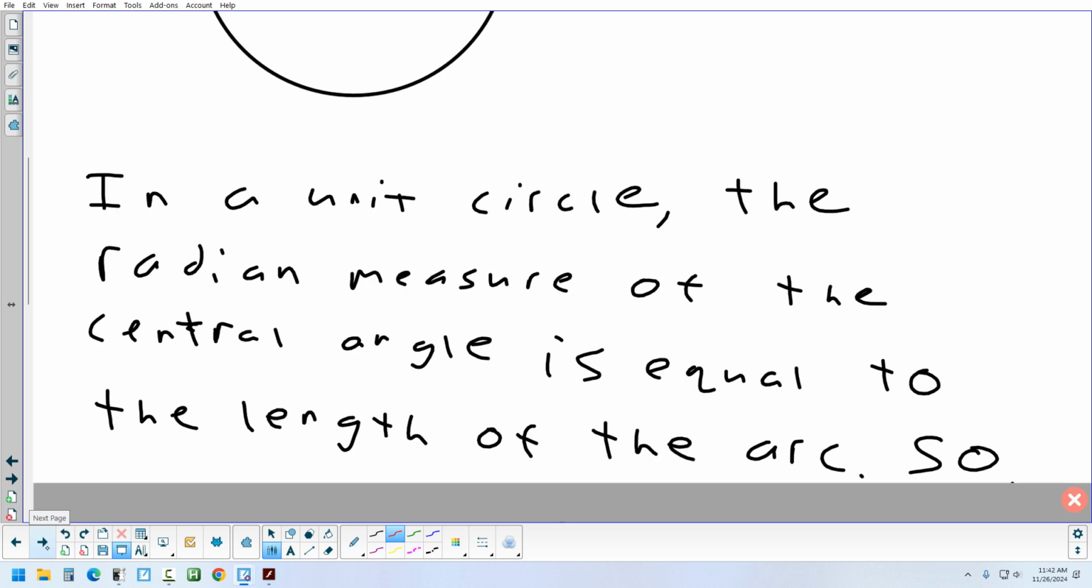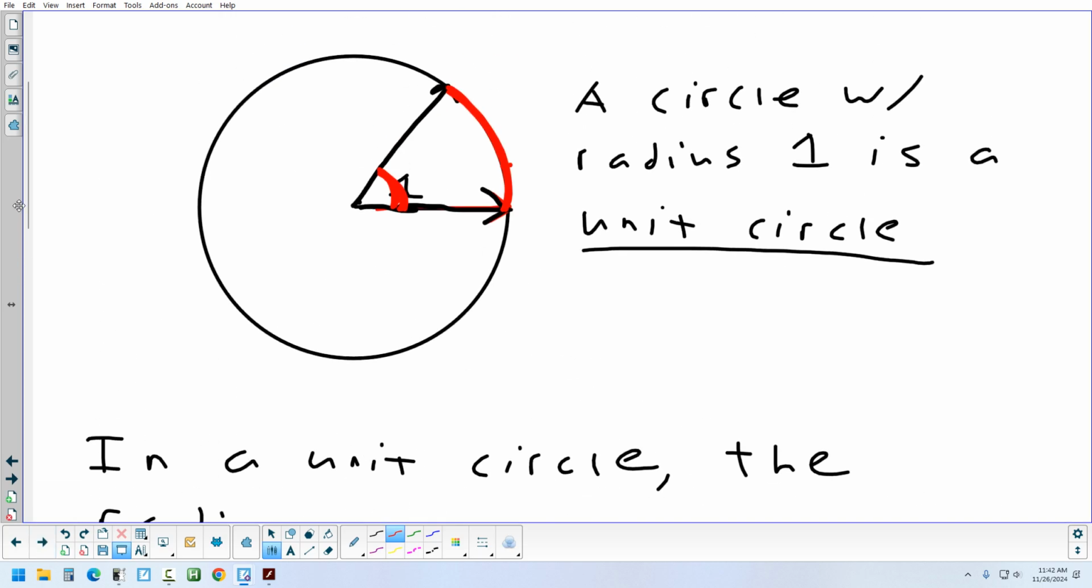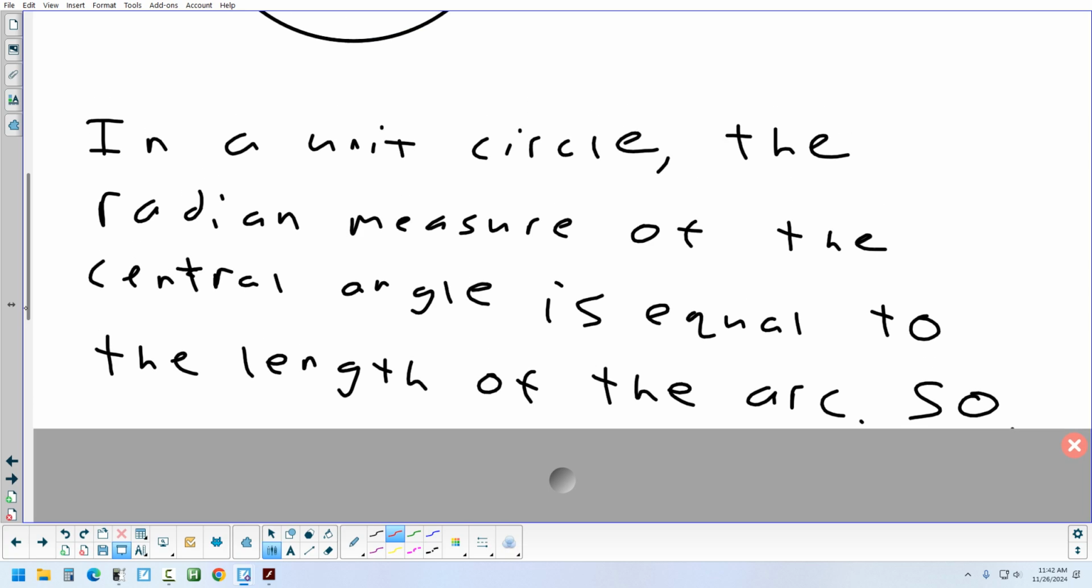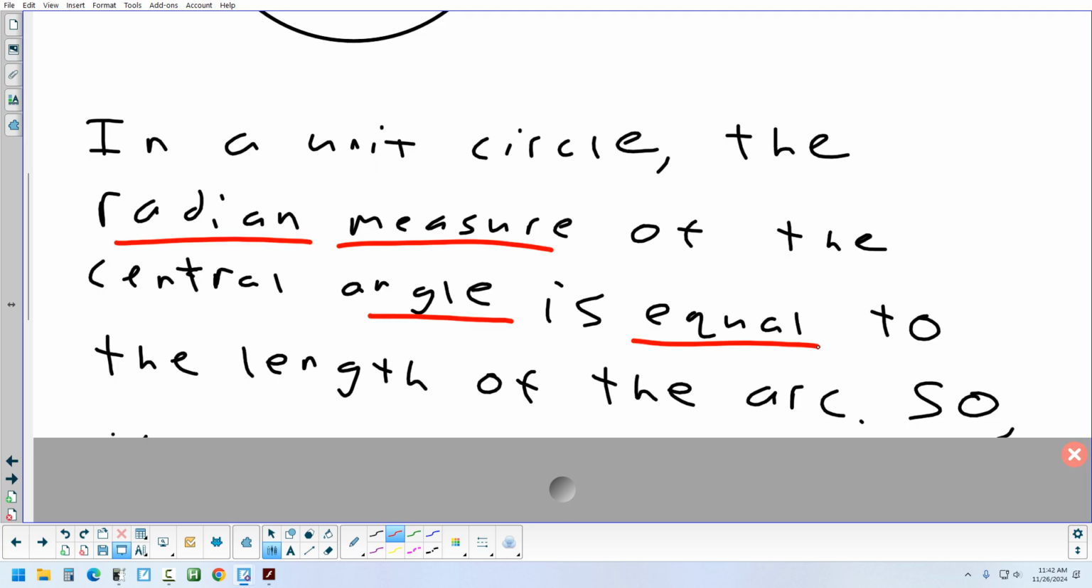Now, it doesn't work if you measure it in degrees. So if this comes out to 30 degrees, that would not be 30 feet. No, it only works if you measure in radians. So if you measure the angle in radians, it comes out the same as the length of the arc. But it has to be a unit circle.